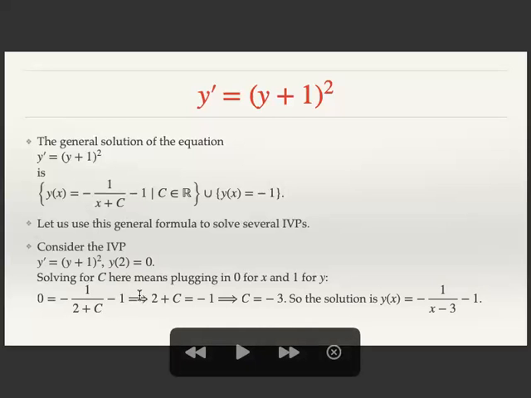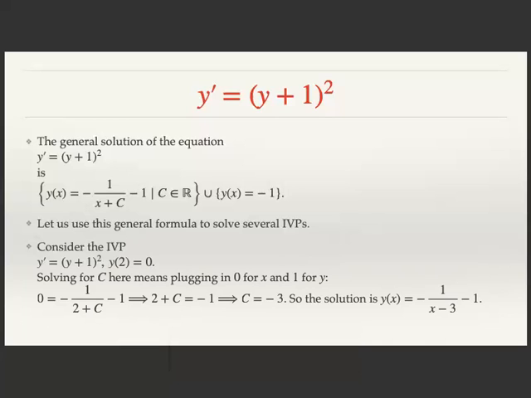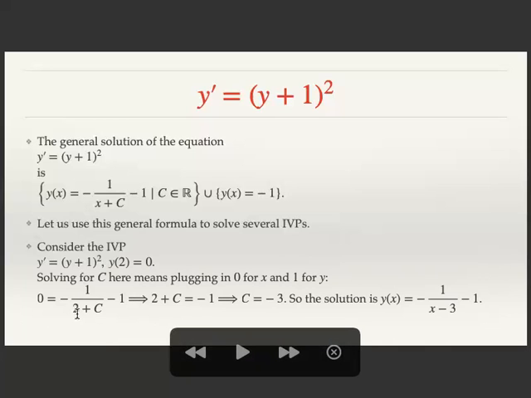Okay, so what did I do? Let's say I added 1 to both sides. So I got that 1 is equal to minus 1 over (2 plus c). So this means that 2 plus c is equal to minus 1 when I multiply by 2 plus c. So then solving for c, we get that c is equal to minus 3.